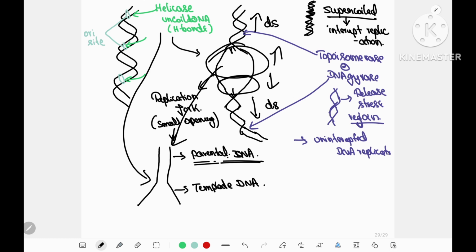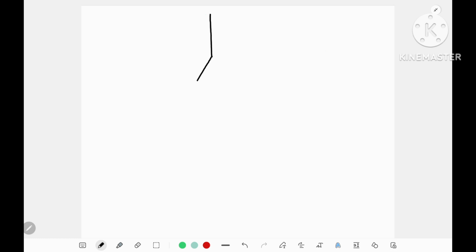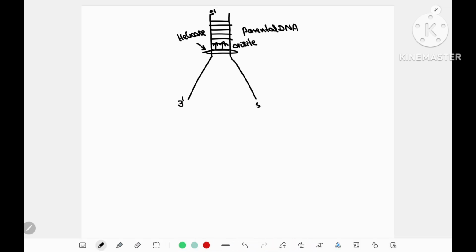On one side the replication fork is given, which consists of parental DNA. Here is the parental DNA, I am writing it separately, and this parental DNA will be separated by the activity of the enzyme helicase, so that it will be converted into a single strand. That process will take place at the ori site, by the enzyme helicase, and the remaining will be double strand. Now one strand will be running in 3' to 5' polarity, and the opposite strand will be running in 5' to 3' polarity.